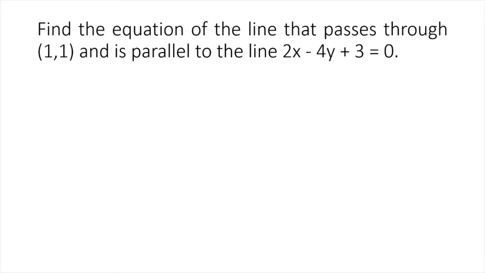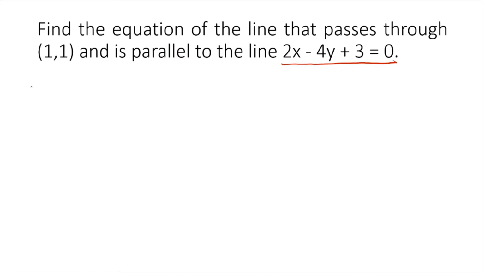Next problem. Find the equation of the line that passes through (1, 1) and is parallel to the line 2x minus 4y plus 3 equals 0. Okay, so recall that when two lines are parallel with each other, then their slopes are the same. So what we can get from this line is its slope, and the value of its slope is the same as the slope of the unknown line, right?